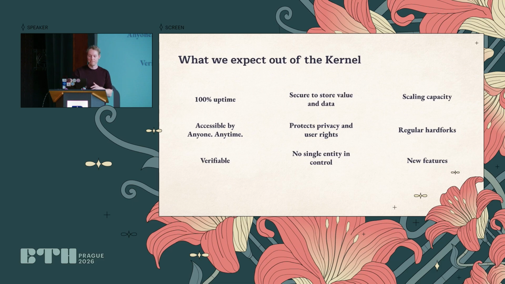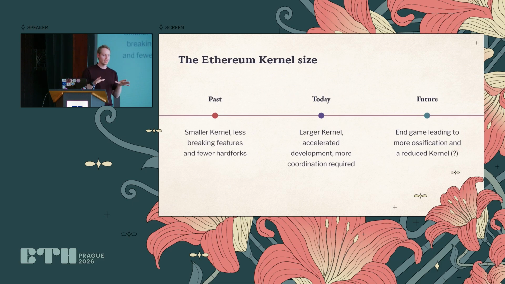So all these things are expectations that sort of come downstream from the properties that we set out in the kernel framework. And an important thing to point out is that the kernel has changed over time. If you look back in time, in the past, I would argue that the kernel itself was smaller, there were fewer people involved, we had fewer clients, there were fewer breaking features at those times, and we didn't have the same hard fork cadence as we have now. Just in 2025, we had 2 hard forks that brought a ton of new features and improved Ethereum significantly. That was quite different in the past. So we have a larger kernel today, is my argument.